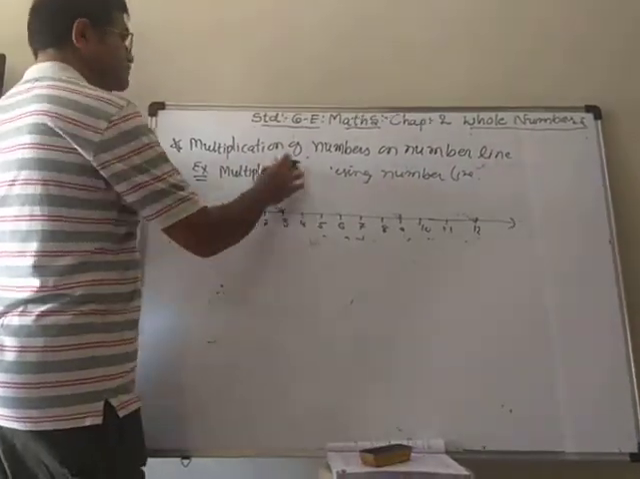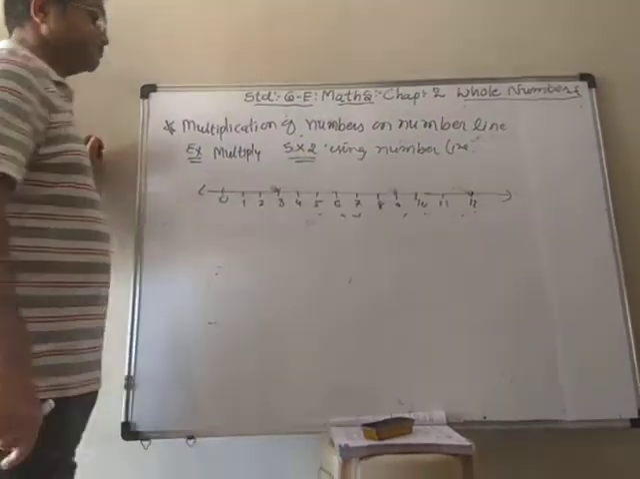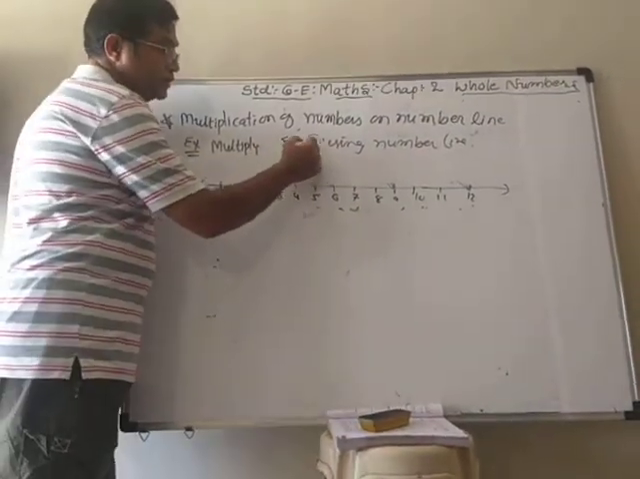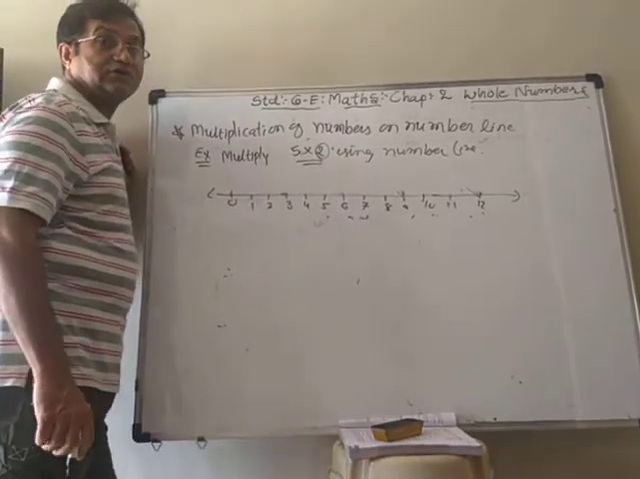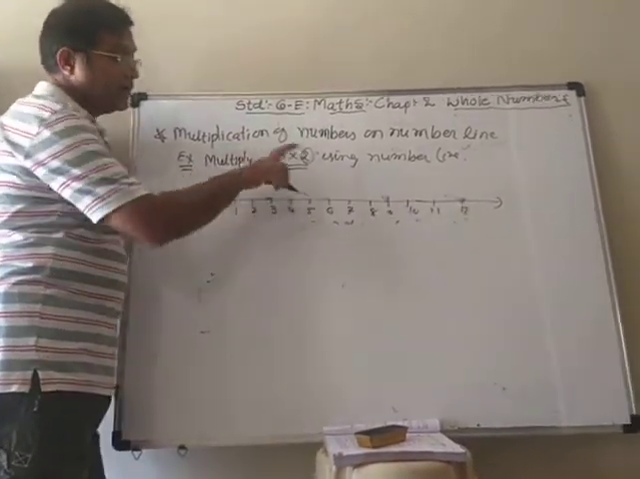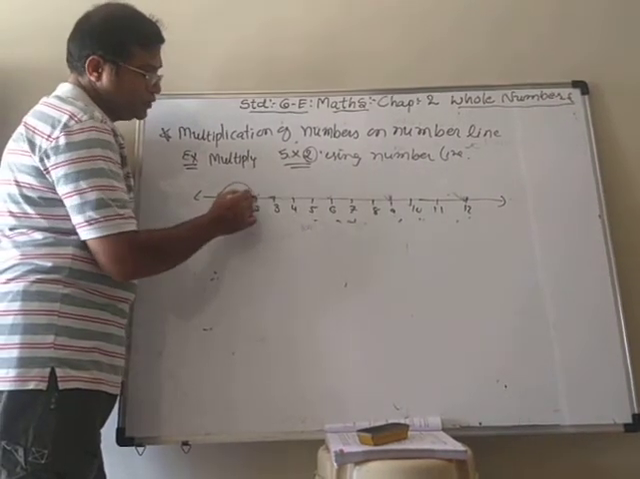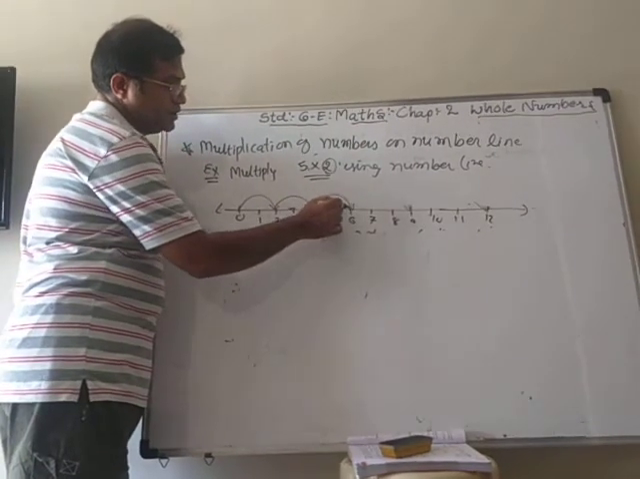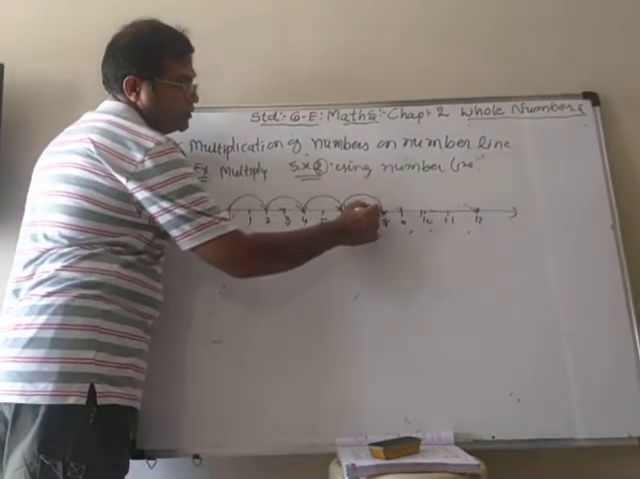Say multiply 5 multiplied by 2. So start from 0. Here 2 means you have to frog jump 2 steps at a time. How many times? 5. So 1, 2, then 1, 2, then 1, 2, 3, then 1, 2, 4, then 1, 2, 5.